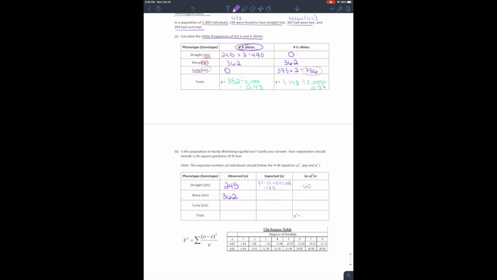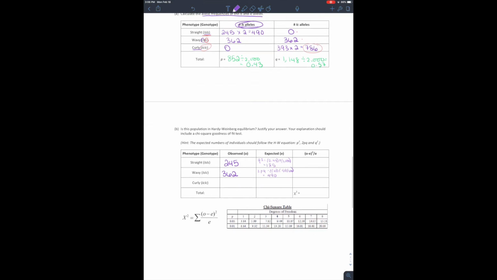Our expected for wavy was 2pq times the population number. So 2 times 0.43 times 0.57 times 1,000. It's going to be 490. So when we get our observed minus expected, I don't know why it doesn't have a little section for observed minus expected. It's fine, we can calculate it out later.